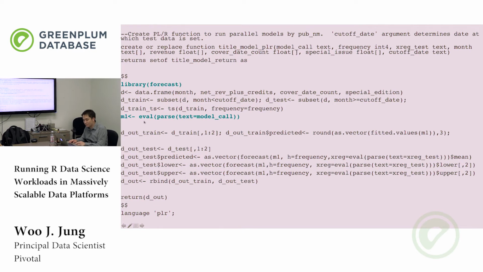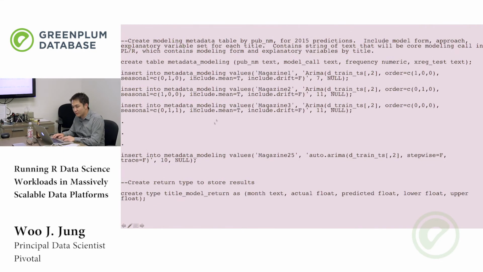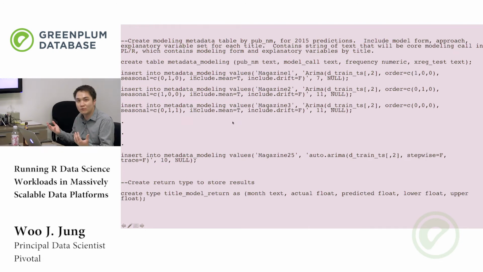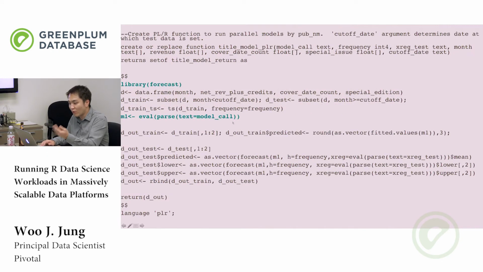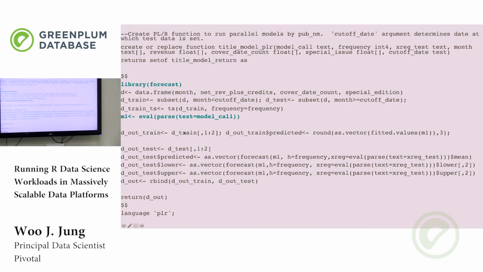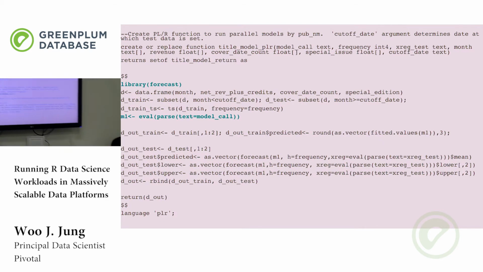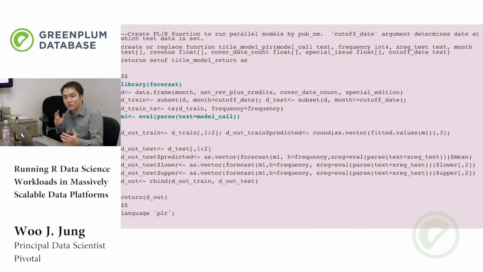So what's happening here is that we are text parsing what we've created, which is just strings of code that we're storing inside of a table. We're parsing that inside a PLR function, evaluating it, and then allowing each magazine title to have its own distinct and unique algorithm to run and estimate models on, right? Which is very powerful in the context of being very flexible in how you're parallelizing your workflows, right?